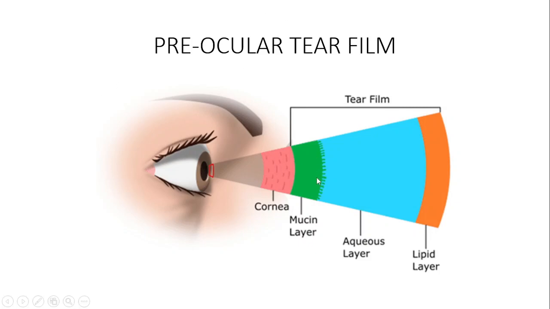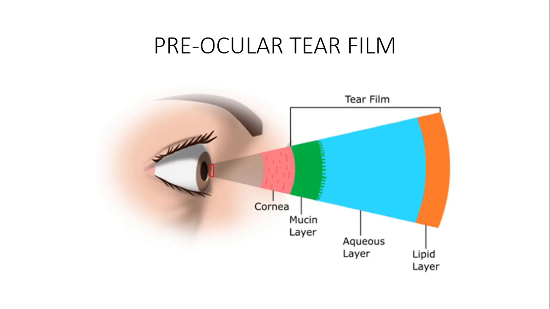What are the functions of the inner mucin layer? It permits wetting. Remember, generally the cornea surface or the epithelium of the cornea is what? Hydrophobic. Hydro means water. Phobia means what? Fear. So the cornea epithelium, the most superficial part of the cornea, doesn't like water. And the aqueous layer is rich in water and constitutes about 80% of the thickness of the tear film.